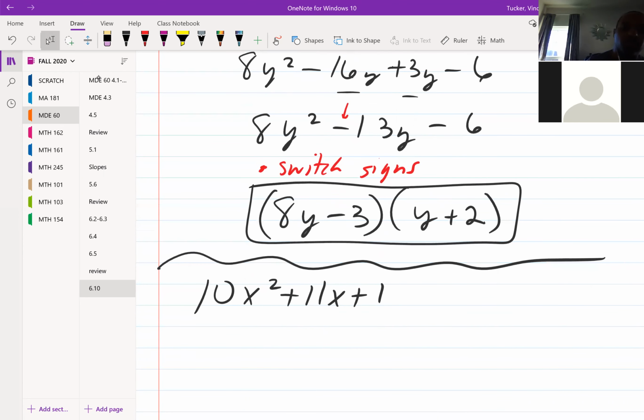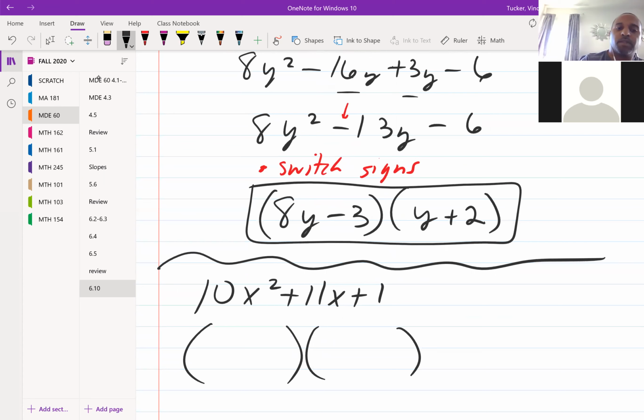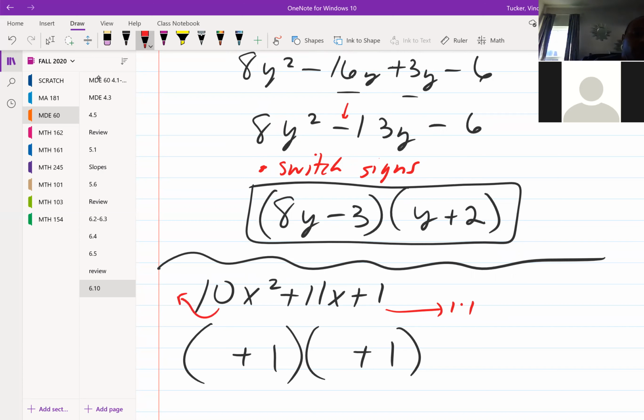All right, so another example, 10x squared plus 11x plus 1. Signs should be both positive. Factors of 1, just 1 times 1. So you just go ahead and throw that back there. Factors of 10, 1 times 10, 2 times 5.